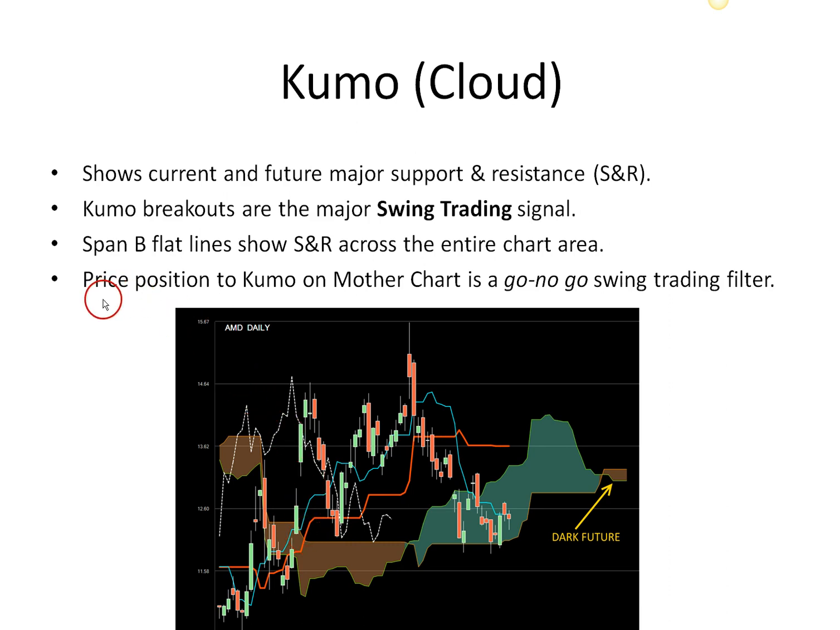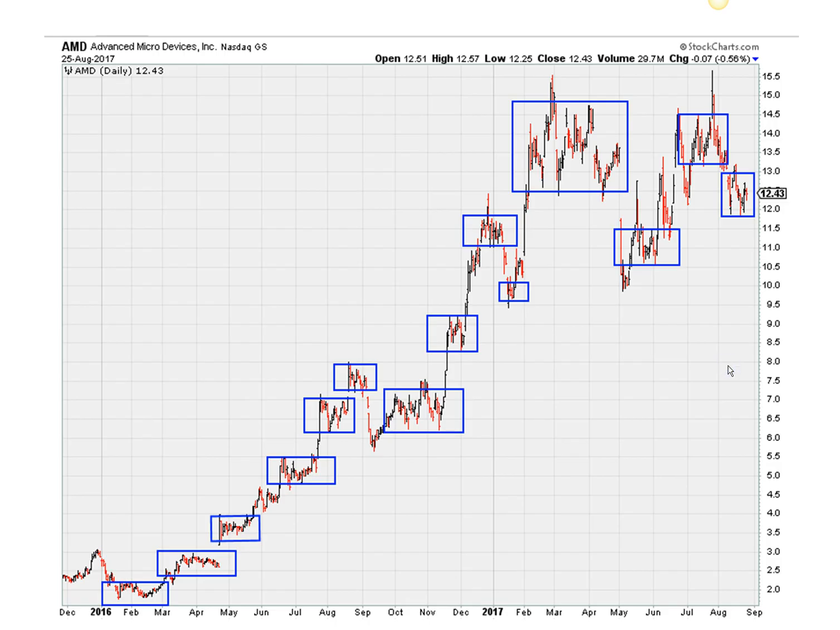Now, price position relative to the Kumo is a no-go swing trading filter on our mother chart. And in the next video, we'll talk about mother charts and why it's important to determine what your trading time frame is. Now, why is the Ichimoku Cloud System important to you?